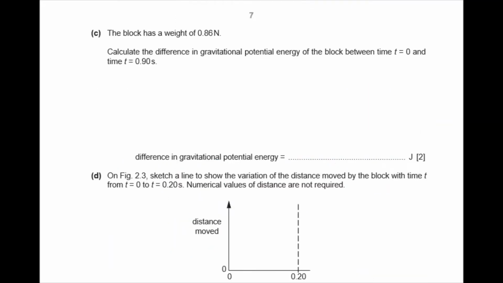C. The block has a weight of 0.86 Newton. Calculate the difference in gravitational potential energy of the block between t equal to 0 and t equal to 0.9 second. Gravitational potential energy is mgh, so the weight is 0.86 and the height just now is 2.21 meter. So the difference in gravitational potential energy is 1.90 joule.